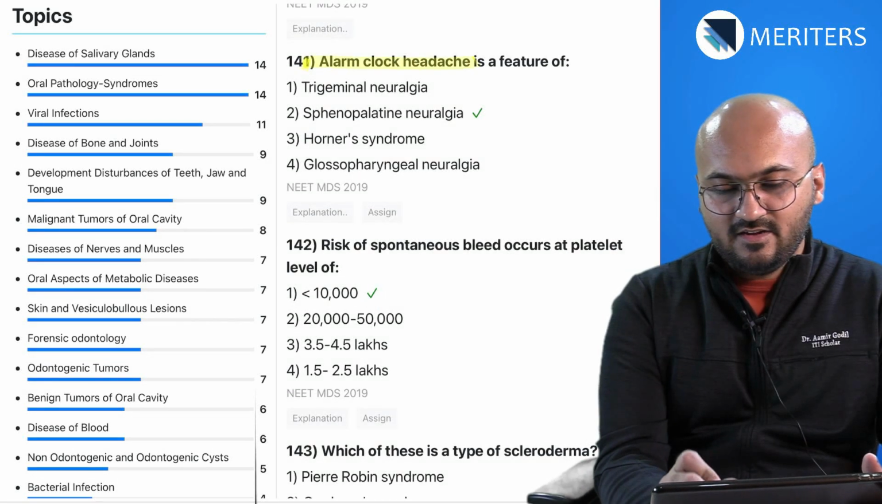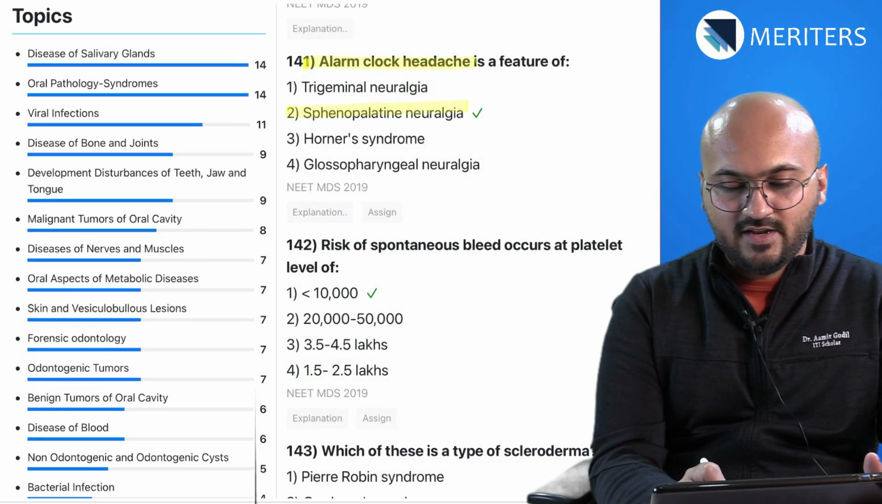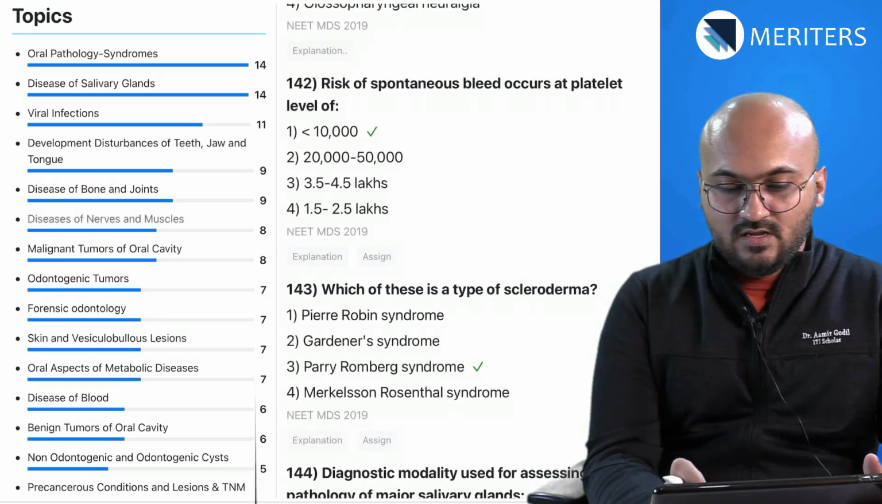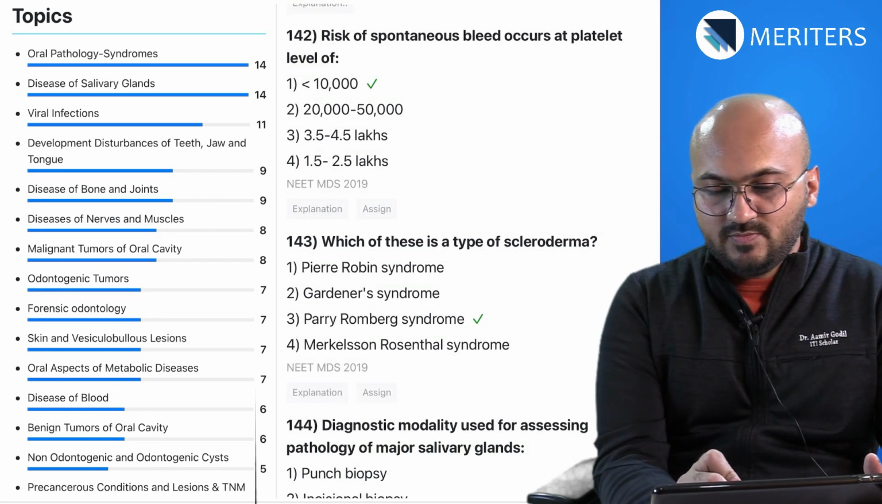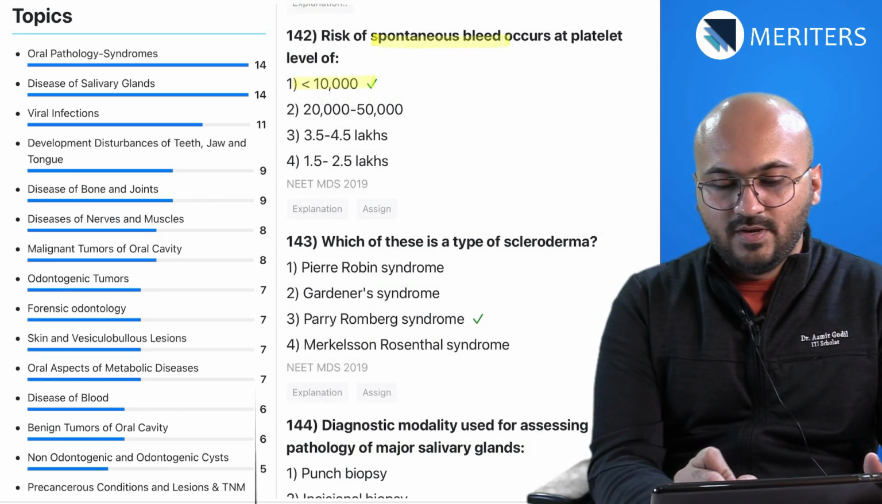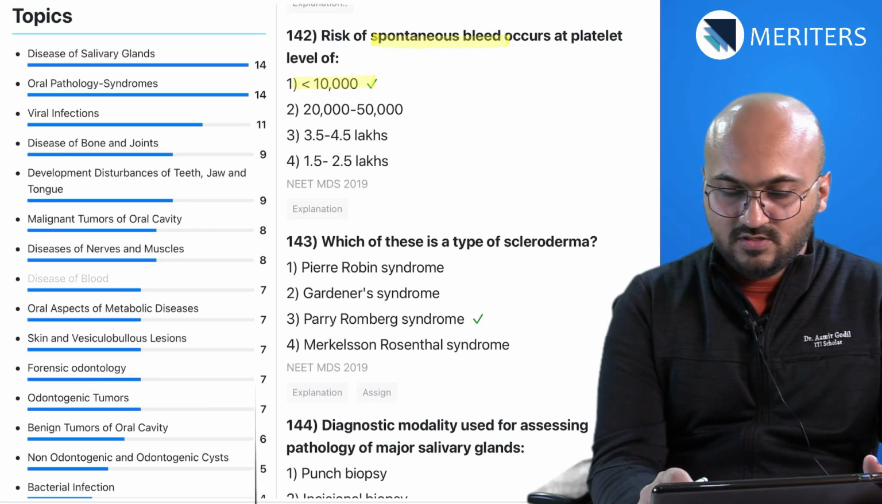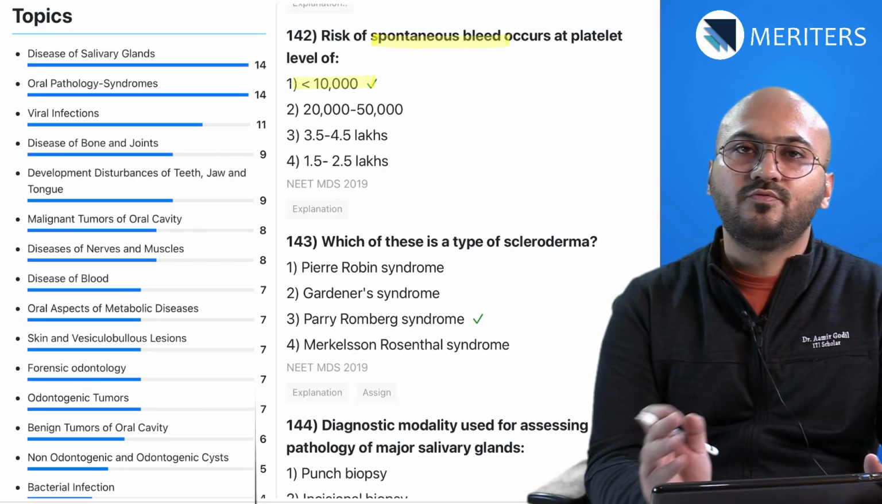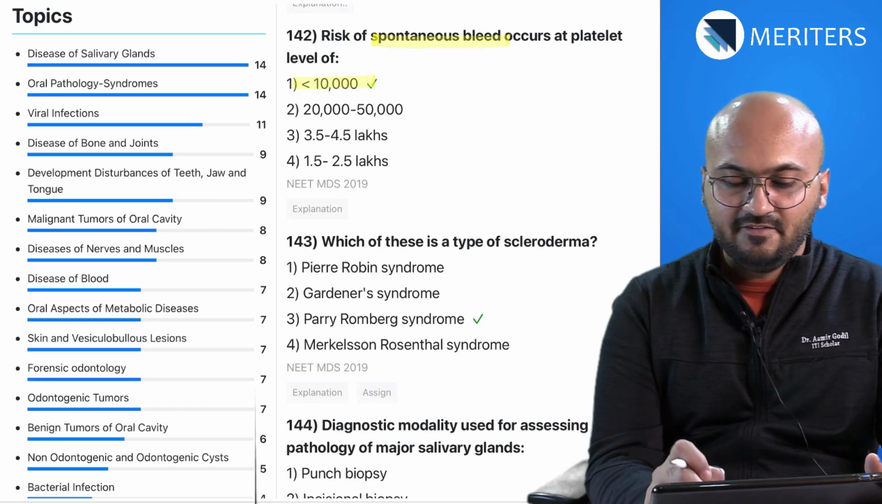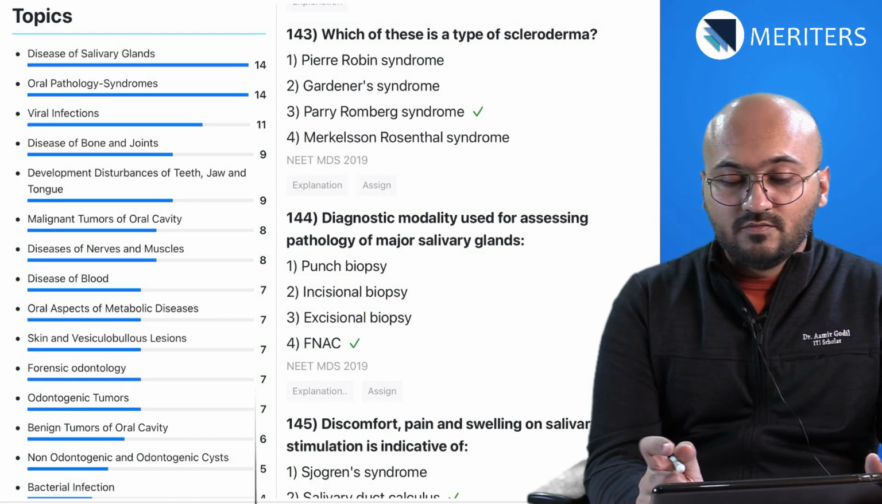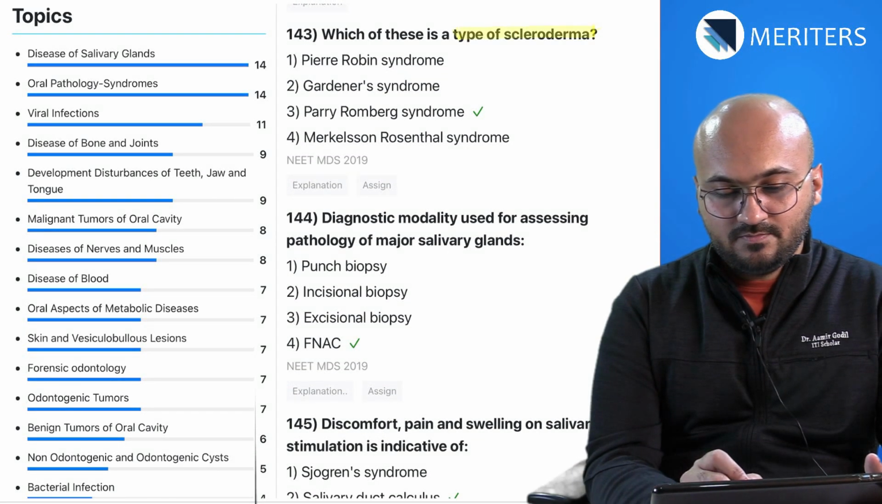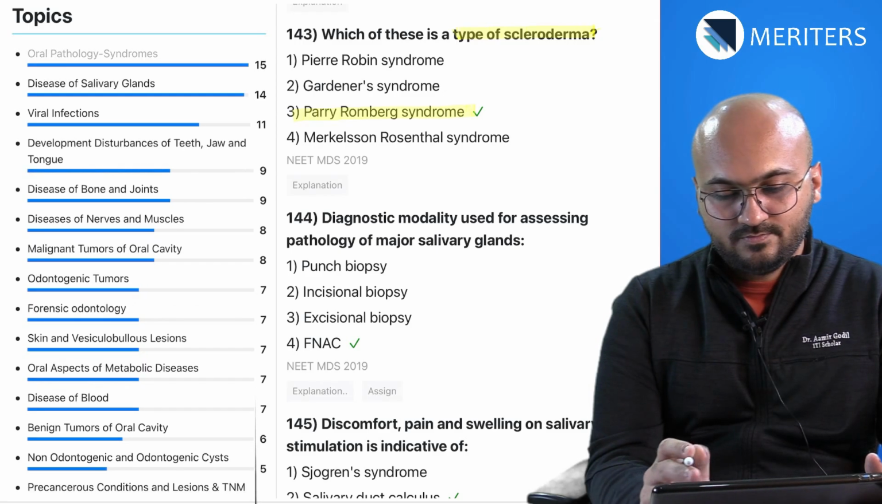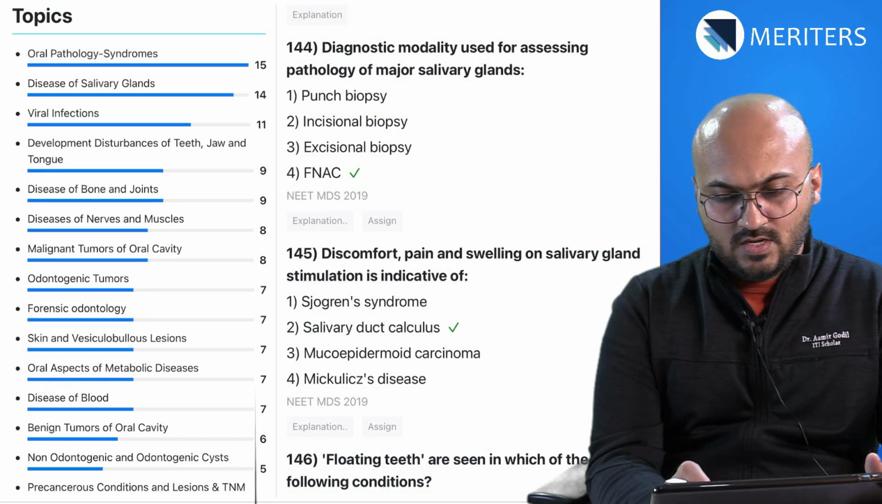Alarm clock headache, very typical questions, sphenopalatine neuralgia. Then risk of bleeding, spontaneous bleeding occurs when the platelet levels are below 10,000. So that's blood disorders. You can also find this question in patho, physio, oral surgery, anywhere. Which of these is a type of scleroderma? Parry-Romberg syndrome.